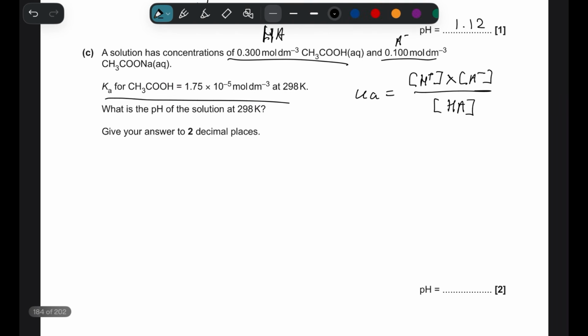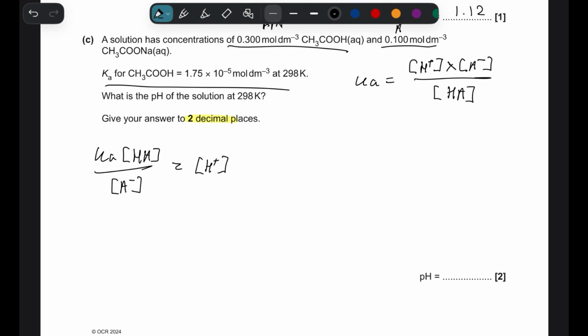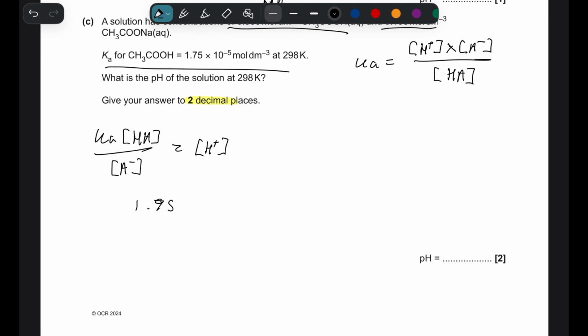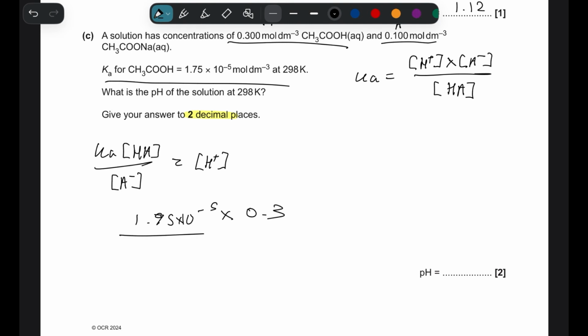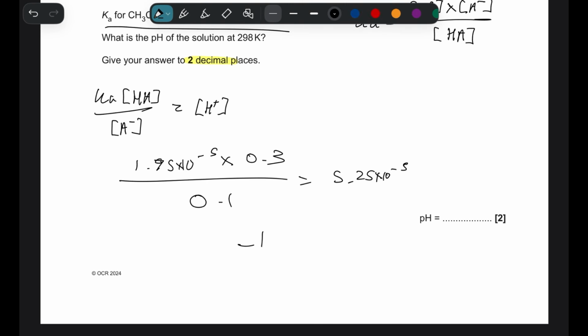So let's just put in our values. First, if we rearrange for H plus, we're going to get Ka multiplied by HA over A minus is equal to H plus. If we put in our values, and again I'm looking at 2 decimal places, we get 1.75 times 10 to the minus 5 multiplied by HA, which was 0.3, divided by 0.1. When we do all of that, we get 5.25 times 10 to the minus 5. Then we do the minus log of 5.25 times 10 to the minus 5, which gives us a value of 4.28 to 2 decimal places.